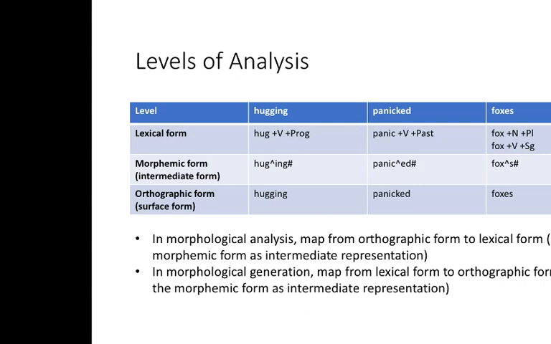So morphotactic stuff maps between these two levels. We're concerned about the order of morphemes and how you put the morphemes together. So how you map between these features and this morphemic representation. These orthographic rules, these spelling rules, are modeled by the transducer that maps between these two levels, the morphemic level and the orthographic level. Does this make sense? Questions?